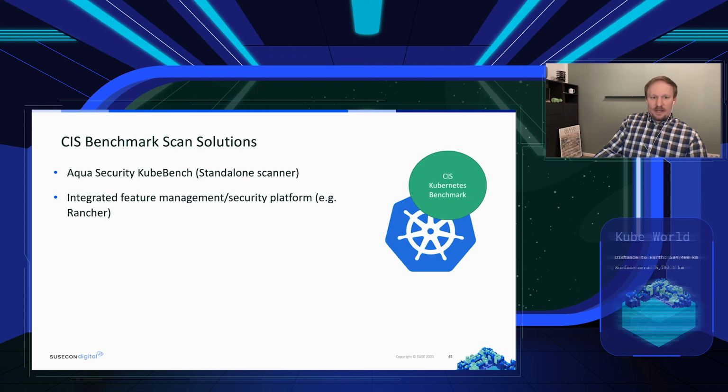And what are the possibilities to run a benchmark? You have Aqua Security kube-bench, which is an open source project, which you can use as a standalone scanner and scan any cluster. And you also get CIS benchmark scanning integrated in Kubernetes management platforms like, for example, Rancher. So these are the ways you can make use of the CIS Benchmark.